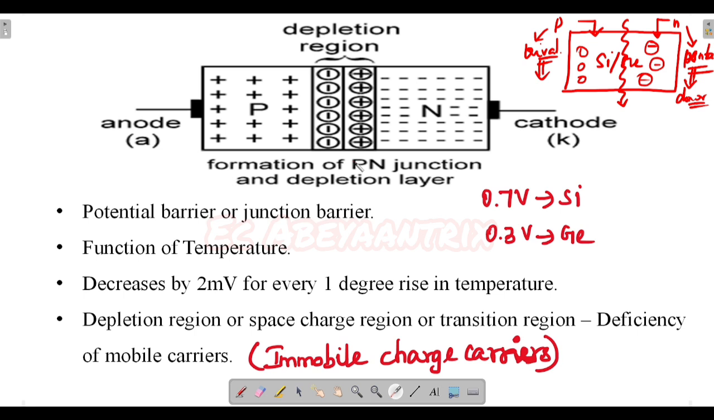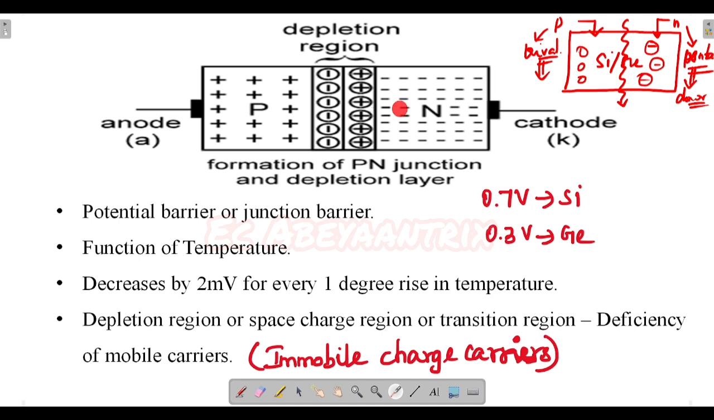In this PN junction, we have immobile charge carriers. What do immobile charge carriers mean? In the last video I already discussed diffusion, right? What is diffusion? If one type of charge carrier is more in one region, it gradually moves from that region of high concentration to another region of low concentration, correct? In the same way here, in the p-type semiconductor, holes are the majority charge carriers, so by diffusion the holes move towards the n-type, and in n-type, electrons are the majority charge carriers, so the electrons move from that region of high concentration towards the p-type.